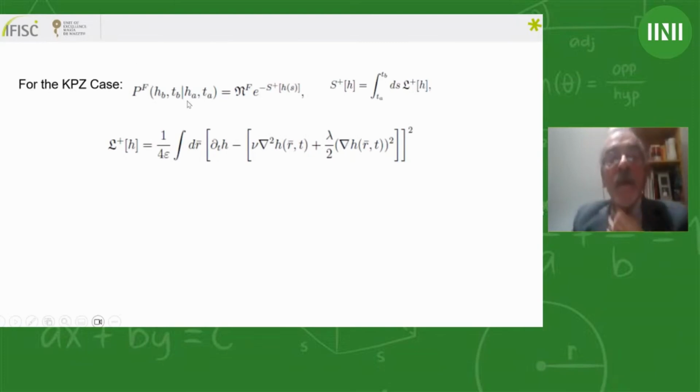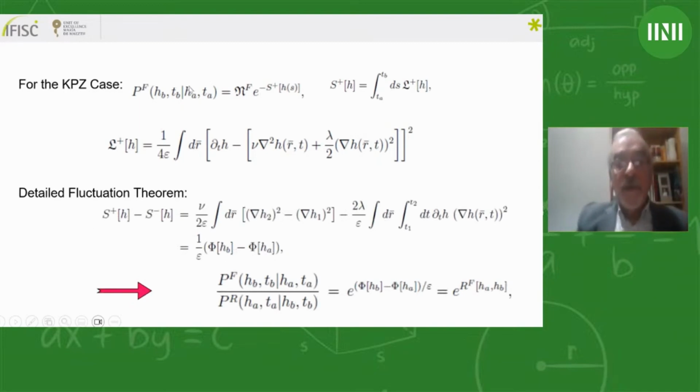Regarding the analytical results, we can write, with a path integral in mind, that the probability for a trajectory that goes from h_A at t_A to h_B at t_B in the forward direction, that means t_B larger than t_A, is, with some normalization, proportional to the exponential of the action. The forward action is defined as the time integral of the forward Lagrangian, and we can do the same for the backward process. So the probability for the backward trajectory, starting in t_B and going to t_A, will also have a backward action and a backward Lagrangian with a plus here.